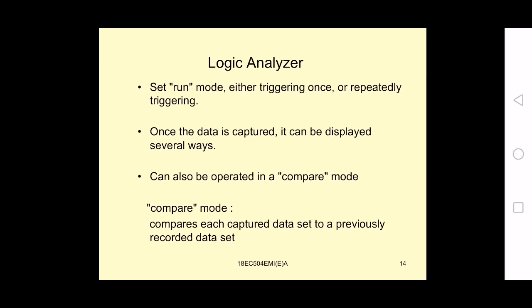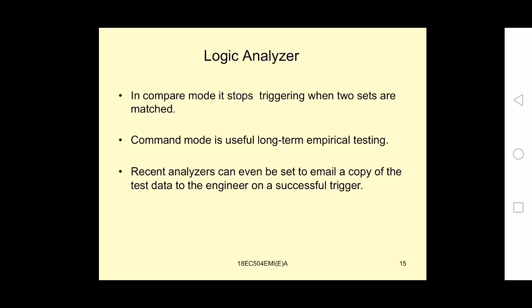In compare mode, it compares each captured data set to the previously recorded data sets. It continuously compares the previous data with the present data, and when an exact match is found, it stops triggering because the two sets are matched.